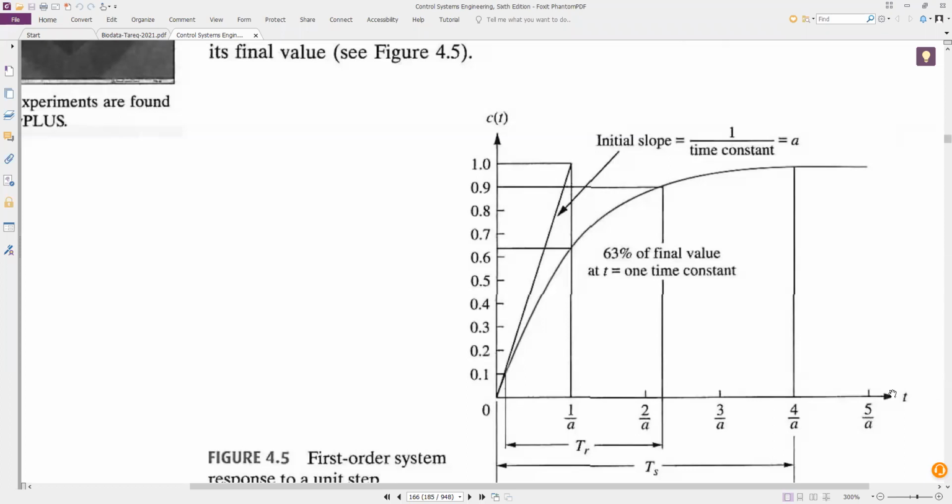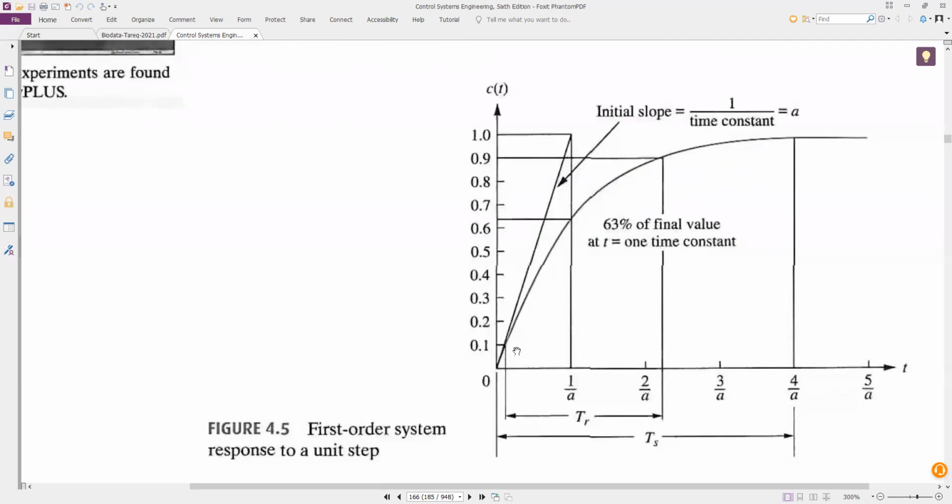So 0 to t, 1 over a is the time constant. And see here 63%. That is the first order system response to a unit step. Unit step means what? That means you give something like that. That is your input signal. You give something like that. And for this input signal, you get the value.